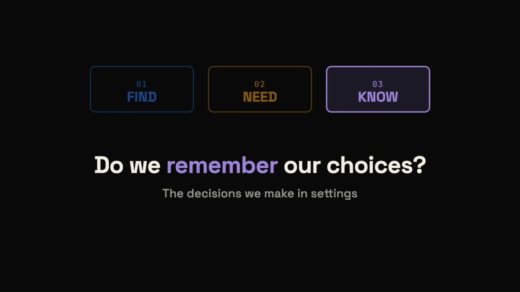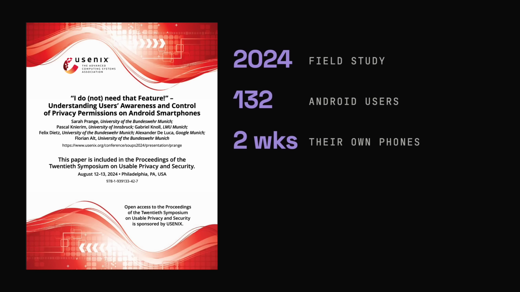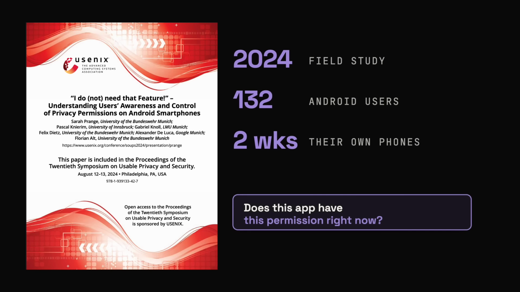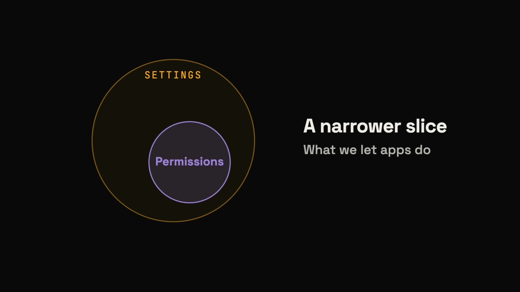Now the third question, which is related to the decisions that we make in a screen like settings. In 2024, a field study followed 132 Android users for 2 weeks, and it asked them, on their own devices, whether a given app currently held a given permission. So it is a bit narrower when it comes to settings. It's about permissions that people give to apps.